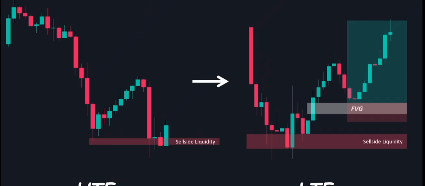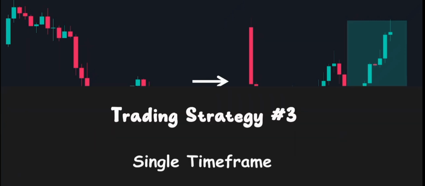Enter a long trade from the gap, place your stop loss below the sweep low, and target the next buy-side liquidity level. This simple process helps you trade with smart money, not against it. Now let's continue with the third smart money trading strategy.